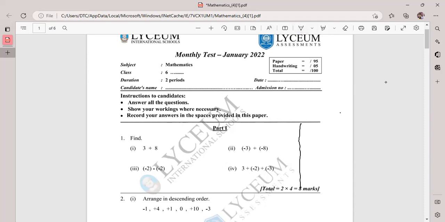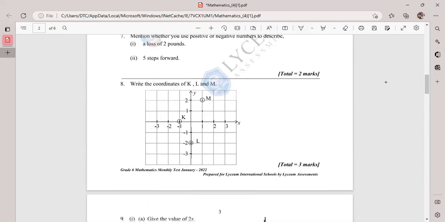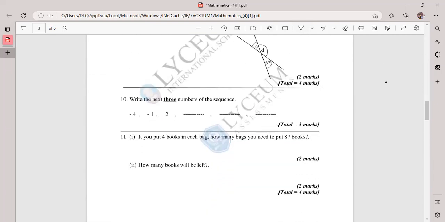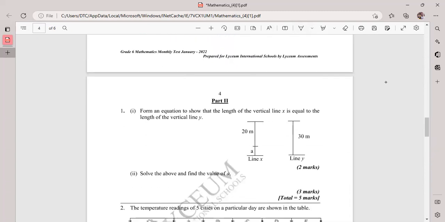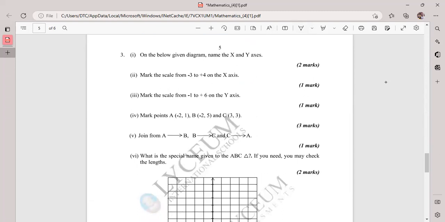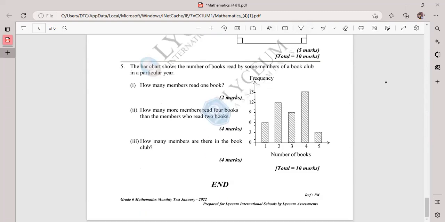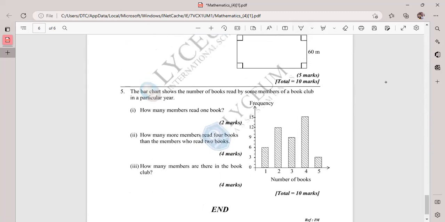So here you have part 1, then you have part 2, right? You have 2 parts, part 1 and part 2, and you want to answer both parts in the paper itself, right? So that is the end of this paper.